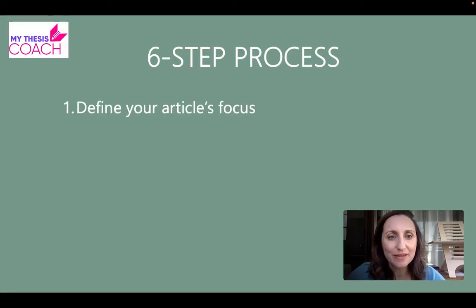A 6-step process to getting your journal article published. Number 1, start by defining your article's focus. Remember, journal articles are short. You can't include everything, so it really needs to have a very clear focus.